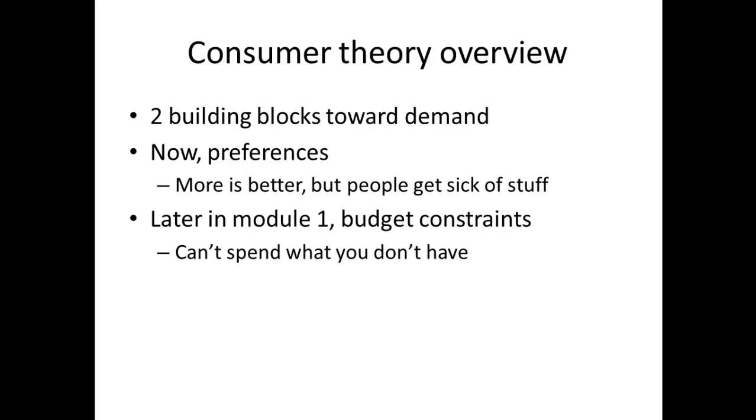Later on in this module, not in this video, but a little bit later, we'll introduce budget constraints, which just really say that you can't spend what you don't have. When you put those two things together, then we'll be able to derive the whole theory of the consumer and the demand curve. But one thing at a time.